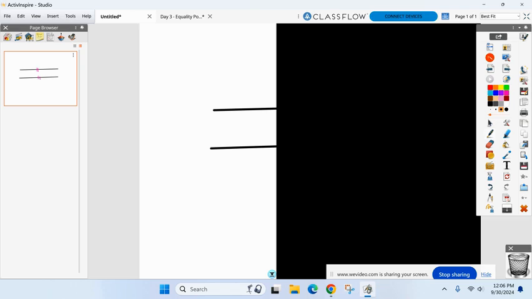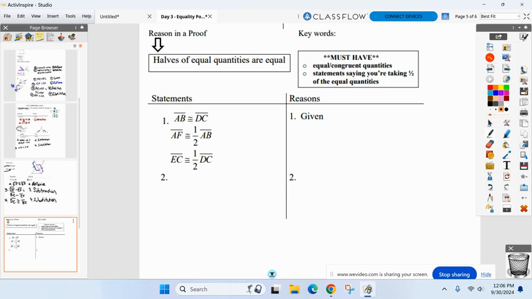This is your final one I'm going to give you today, and it's the last yellow piece over there. Halves of equal quantities are equal. So look what I wrote. I want you to take these three things here with me and write a true statement. I don't need a diagram either. I'm telling you AB and DC are equal.